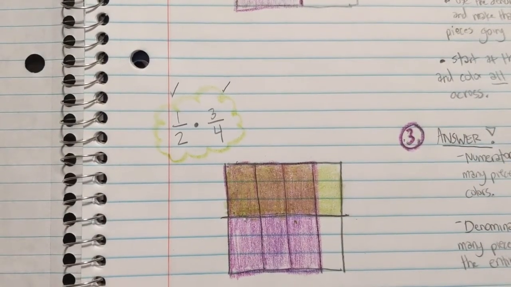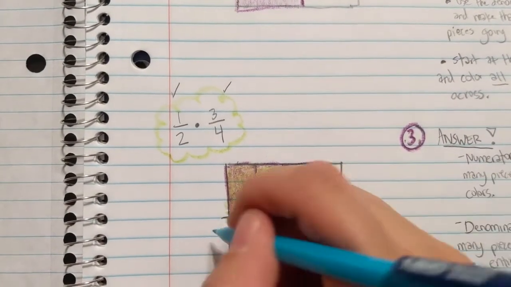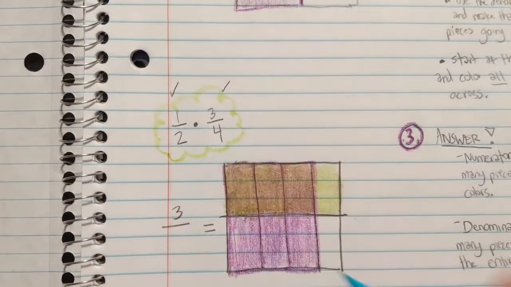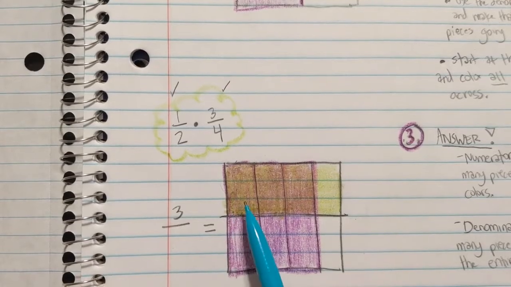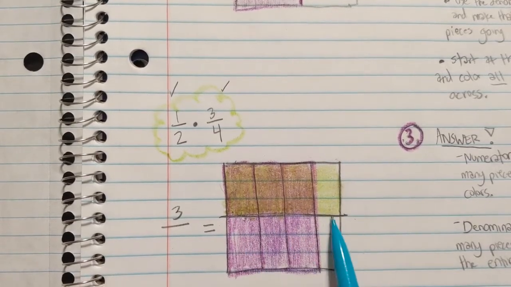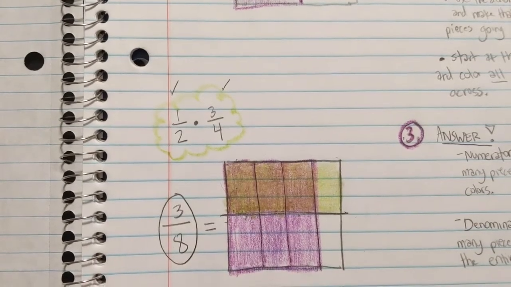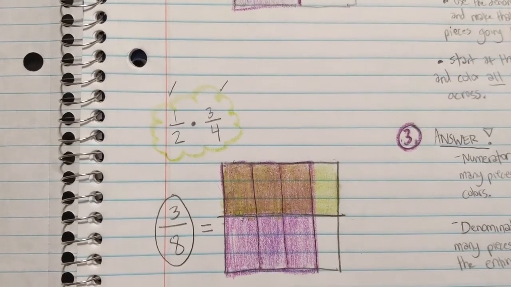Ready? The answer. How many pieces have both colors? 1, 2, 3. How many pieces are there in the whole thing? 1, 2, 3, 4, 5, 6, 7, 8. 3/8 is your final answer. It's pretty awesome. I love it so much.